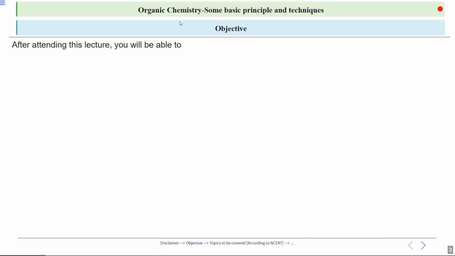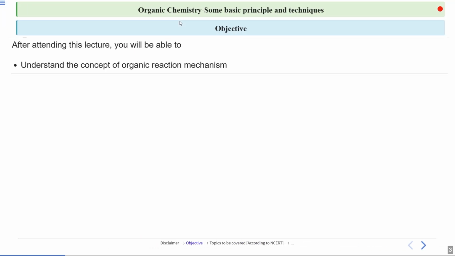Now, once you have attended this lecture, you will be able to understand the concept of organic reaction mechanism. There are many key concepts related to organic reactions and those are very important to understand. Basically, various participants are present in a reaction and you should be able to identify what is the role of each and every participant.